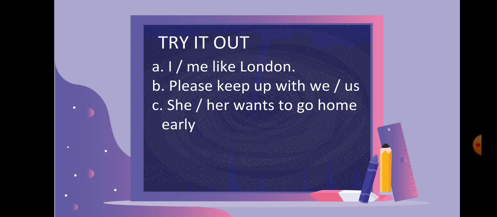Let's keep going. C, her, wants to go home early. Do I say she wants to go home early or her wants to go early? Think about it. Exactly. She wants to go home early. How do I know that the answer is she? Because she is a subject. It's in the subject part of the sentence, okay?